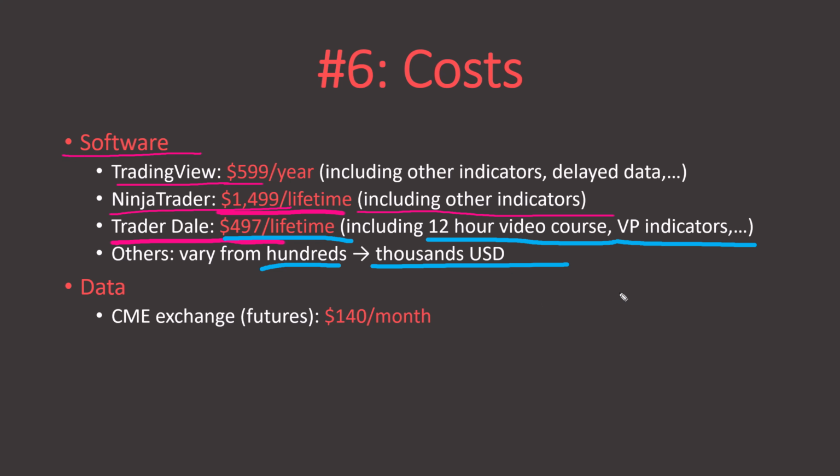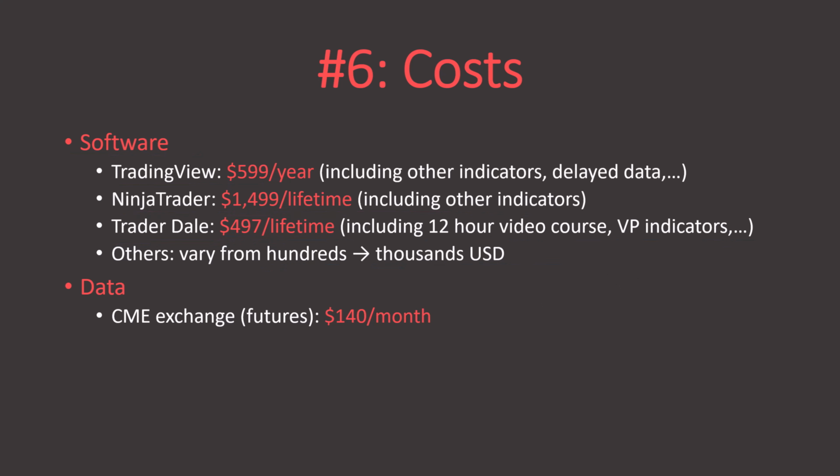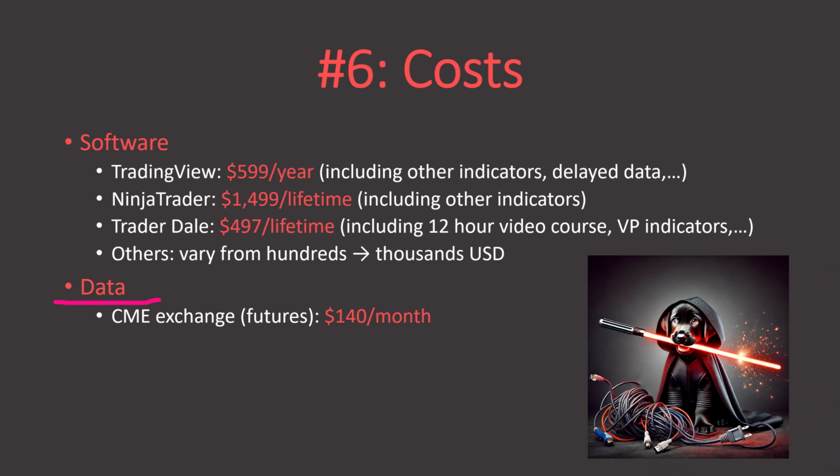So this is an initial cost which you need to be okay with, and then the other cost, as I was saying, is the data. You need high quality futures data, which if you get, for example, the CME exchange data, then it will be $140 per month. So that's the amount that you will need to pay if you want proper data. And I strongly recommend having proper data, because using order flow is all about having detailed data, right? So that's about the costs that are associated with the order flow trading.